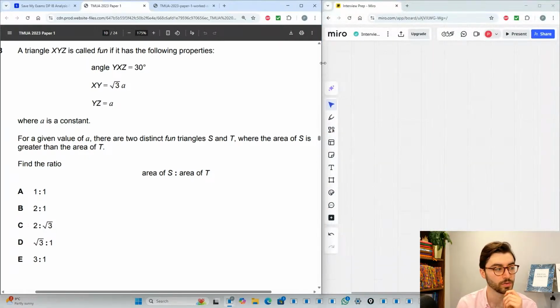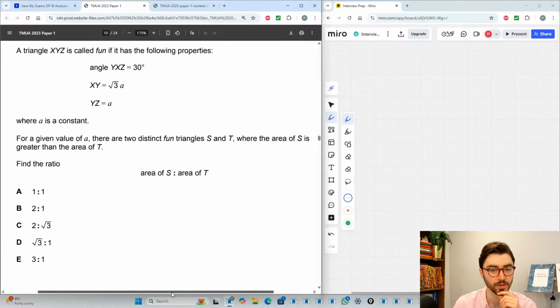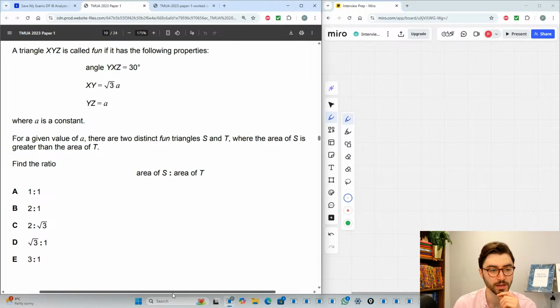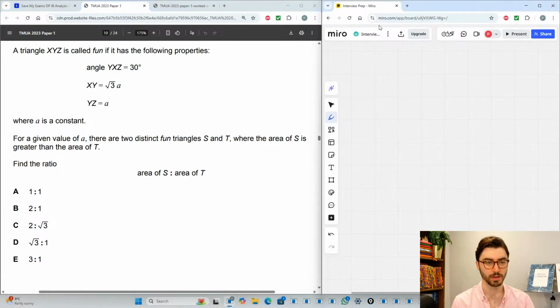Okay, so triangle is called fun if it has the following properties. For a given value A, there are two distinct fun triangles where the area of S is greater than the area of T. Okay, let me draw out a representative triangle.